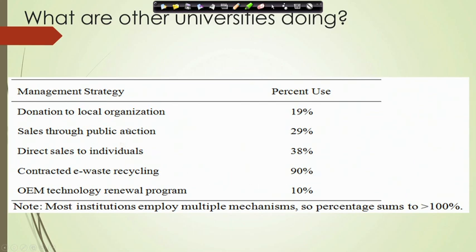What the other universities are doing is donating to local organizations, sales through public auction, direct sales, contract e-waste recycling, and OEM technology renewal programs. So, different people are doing it differently. This is again a case study from a US perspective. In India, as per the E-waste Management Rules 2016, we have to manage it through registered recyclers and registered collectors of electronic waste.